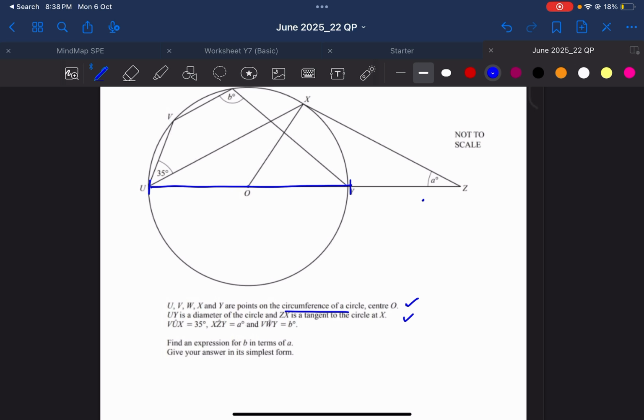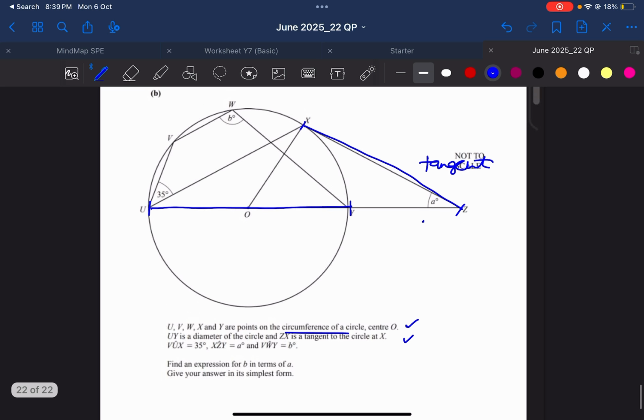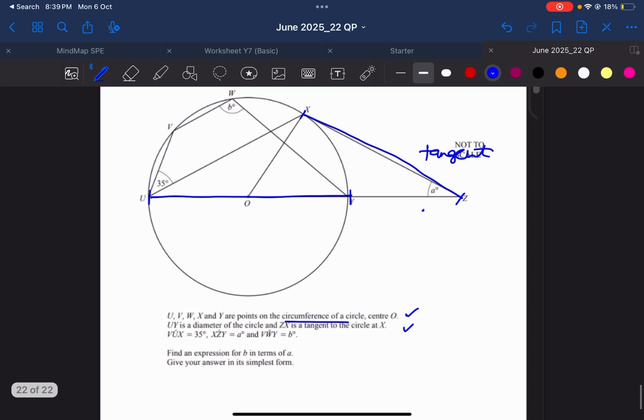And then it says this is a tangent. Okay. And then it mentions 35 degrees, A and B as labeled in the diagram. So we have to find an expression of B in terms of A. It's very broad, but the idea is that we want to combine these. So we have to find out the relationship first.